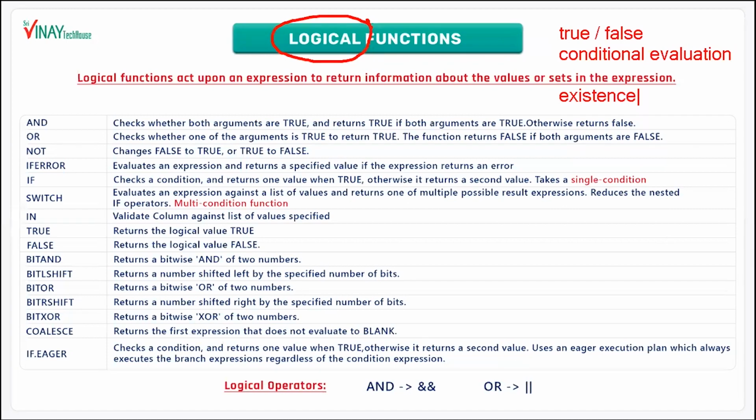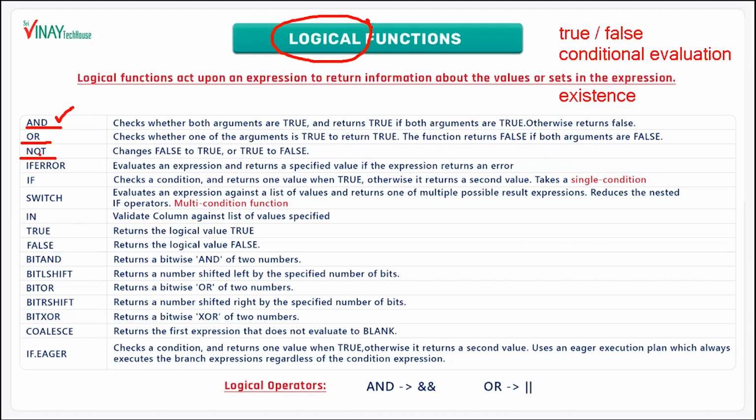Three types of operations logical functions perform: true/false, conditional evaluation, and existence. I will explain them one by one. AND: if all arguments are true, it returns true. If any argument is false, it returns false. In academics, we studied about this. OR: if any argument is true, true. If all false, false.